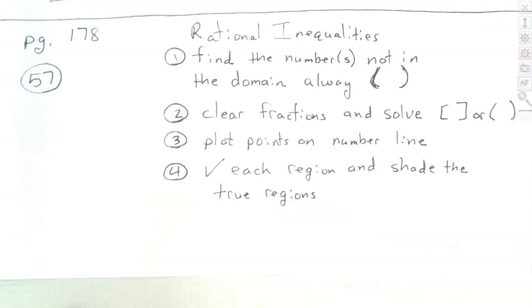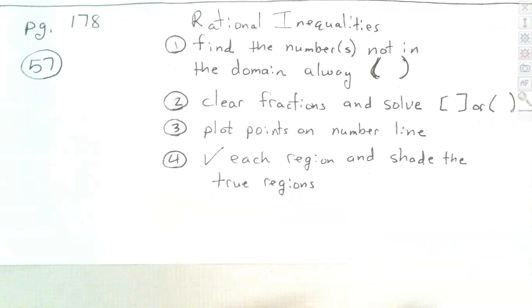It sounds more complicated than what it actually is. It's very simple. We just find the number not in the domain, clear our fraction and solve it like what we've been doing before. Now, if it comes from the number that is not in the domain, that is always, no matter what, going to have parentheses. Whatever we clear and find can either have square brackets or it can have parentheses. Put them on a number line and we check our regions.